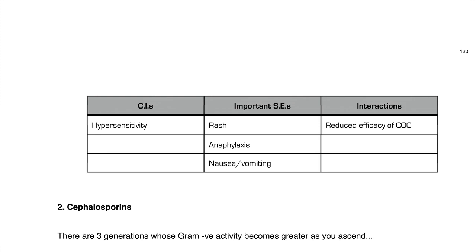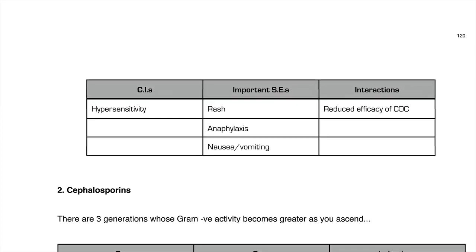Now, if we extend that, as you can see, the contraindication should be fairly obvious, and this is the case pretty much for all drugs: the major contraindication to a drug is hypersensitivity. In terms of interactions, although to be honest this isn't such an issue now as it used to be with recent studies, the penicillins can reduce the efficacy of the combined oral contraceptive.